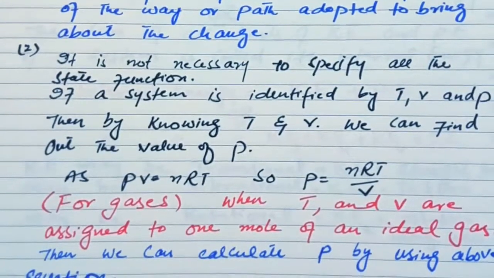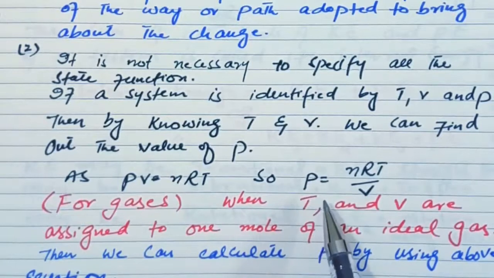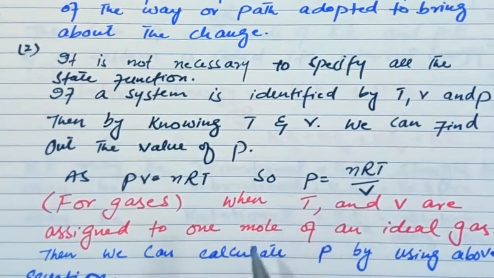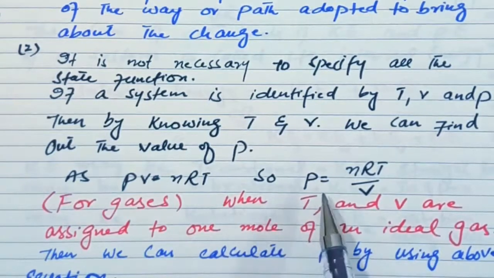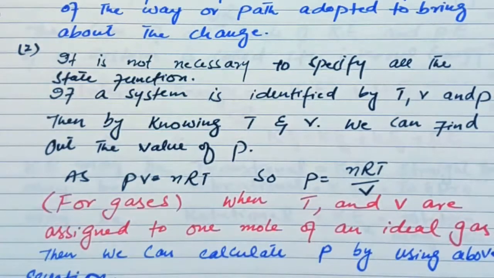So PV is equal to nRT, so we can easily rearrange the equation and obtain pressure from it. When temperature and volume are assigned to 1 mole of an ideal gas, then such equations can be used to find out the pressure as well. Then we can calculate P by using this equation.